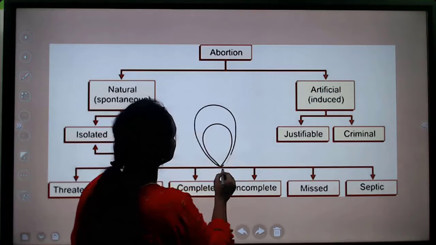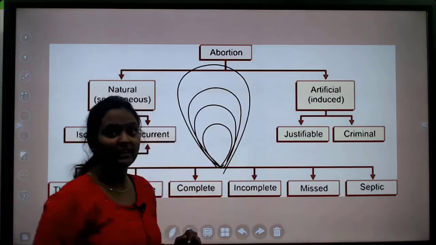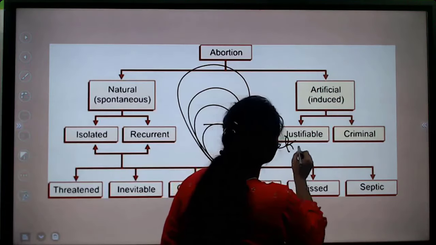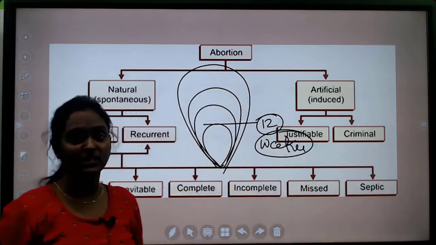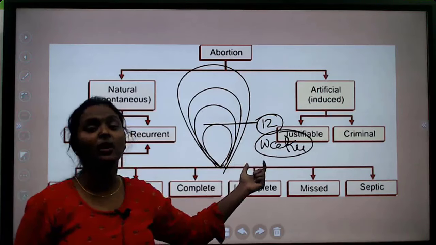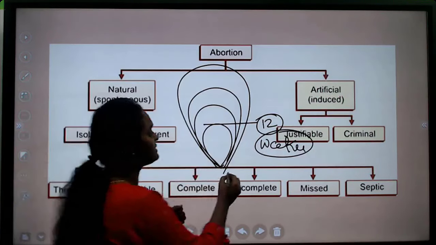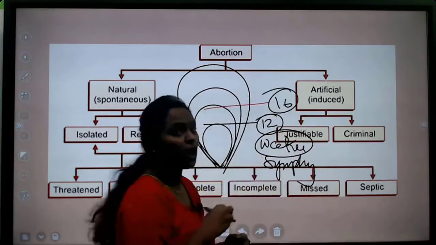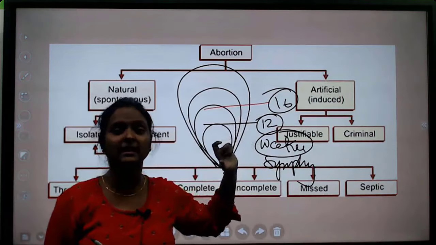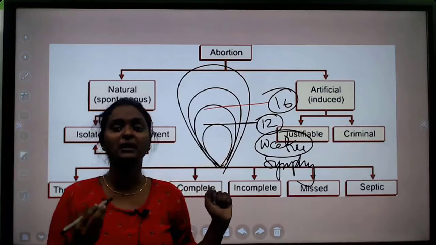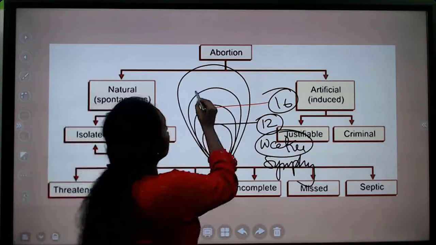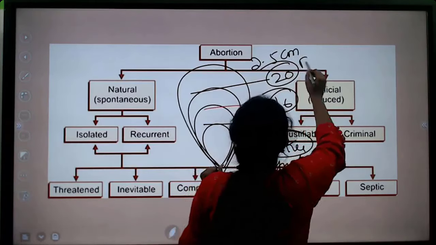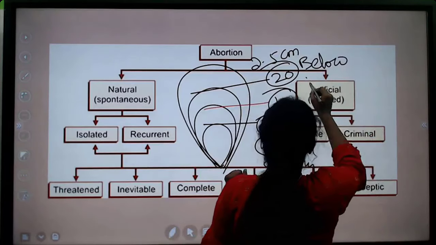How will we come to know that? According to the gestational age, there are different fundal heights, right? At 12 weeks of gestational age, the fundal height is below the symphysis pubis. At 16 weeks, the fundal height is between the symphysis pubis and the umbilicus. At 20 weeks of gestational age, it is 2.5 centimeters below the umbilicus.